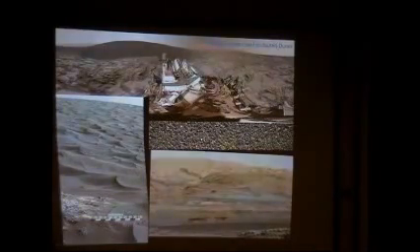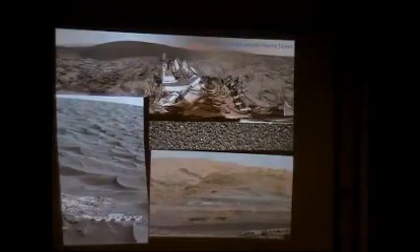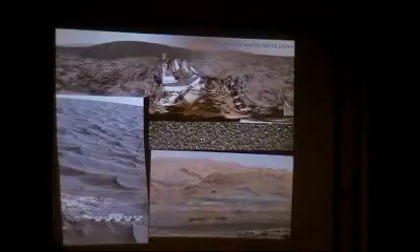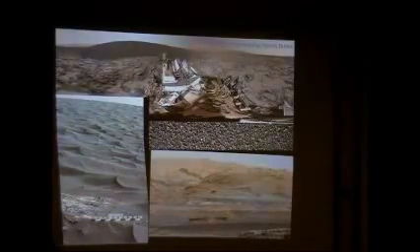This is the first time that the Curiosity rover or any of the rovers on Mars has actually gone to take a look at a dune. And this one is particularly interesting because its composition, being black, is not like most of the other dunes, which are more of a reddish sandy color.